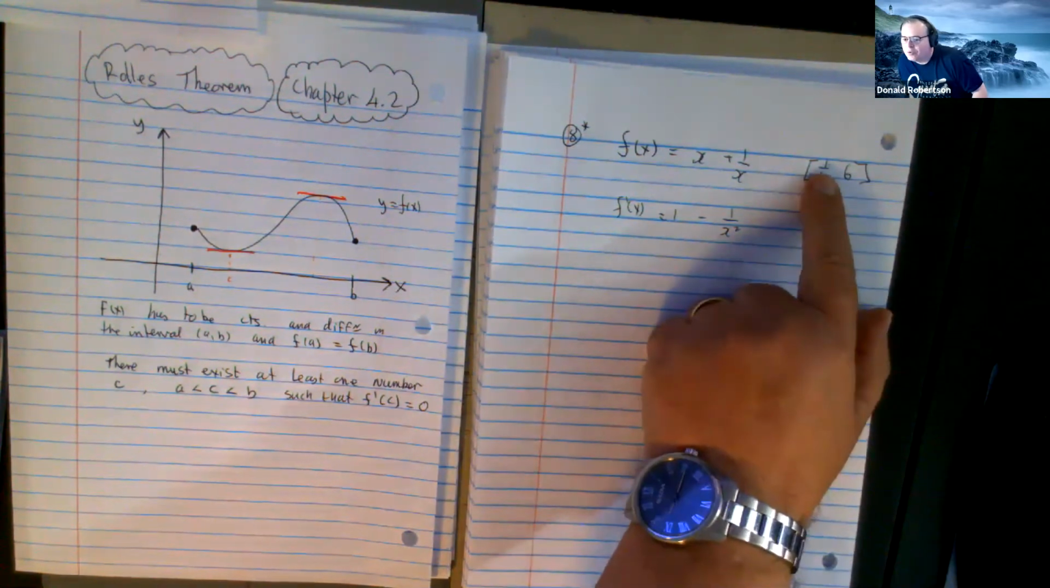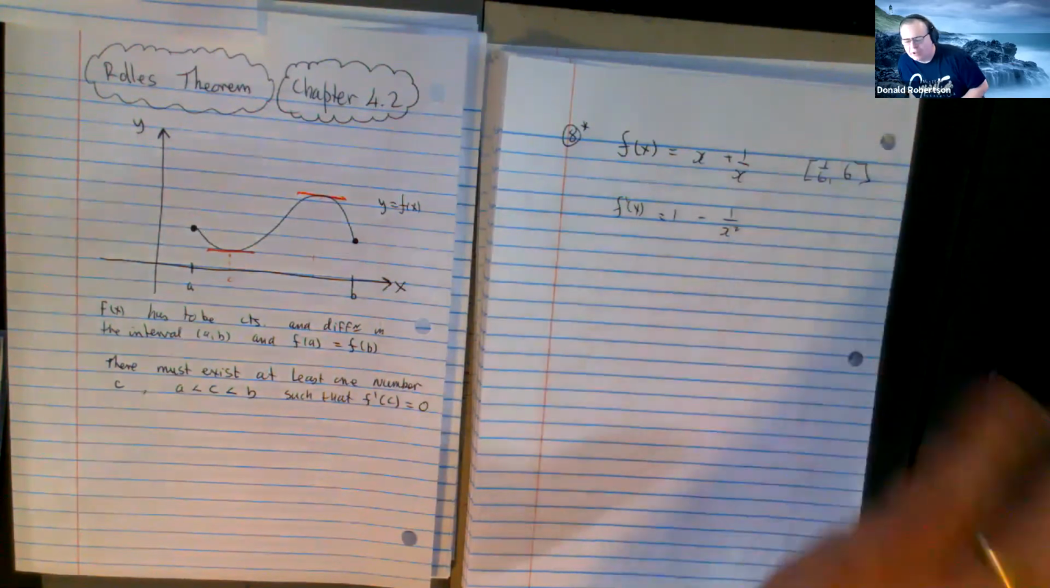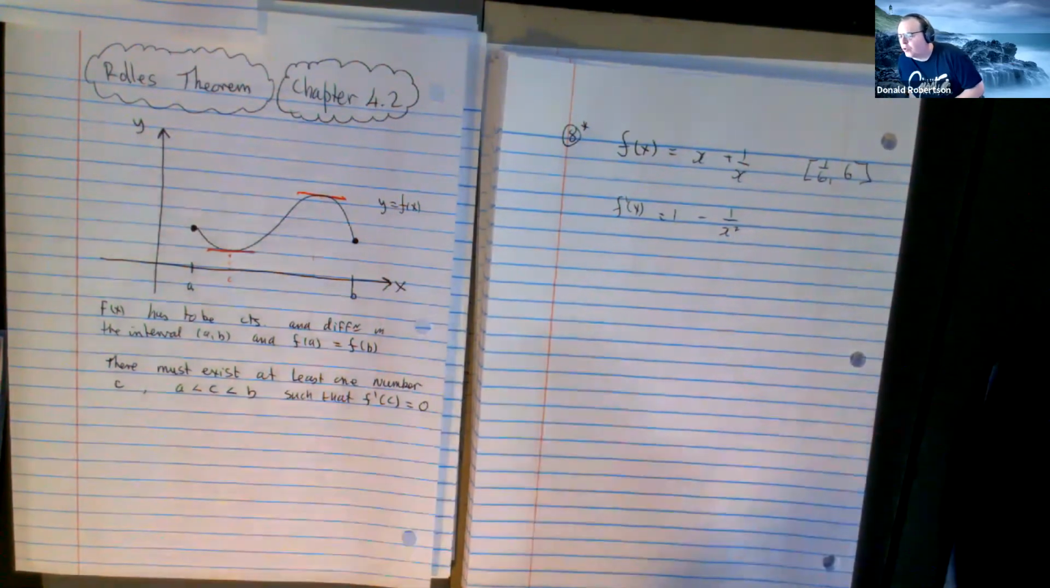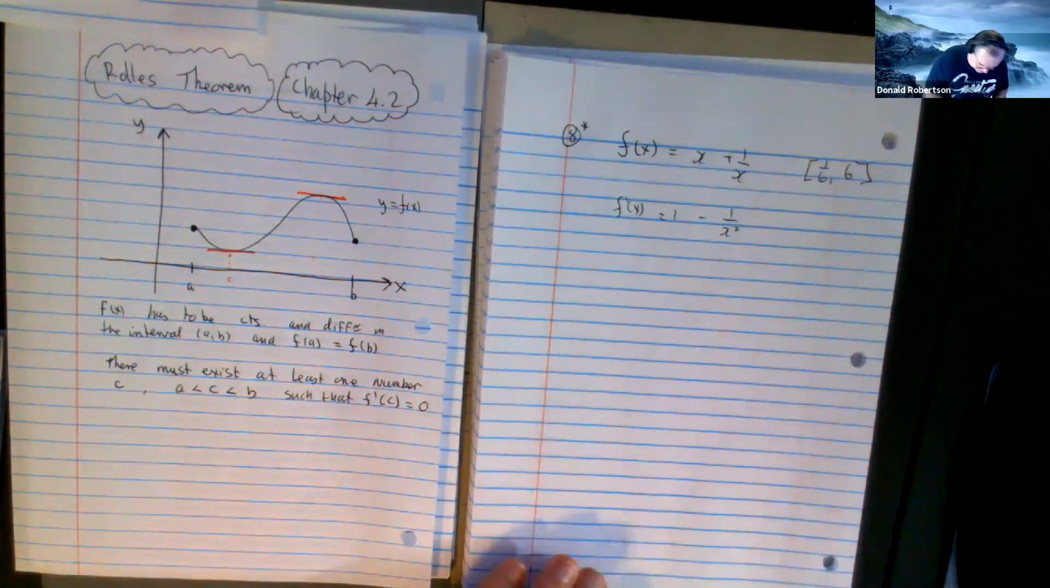We only worry about the interval. What's going on in this interval? Outside that interval, it can be the ugliest looking function with all sorts of problems. But as long as inside that interval, it's cool, it's good, Rolle's theorem is your friend.